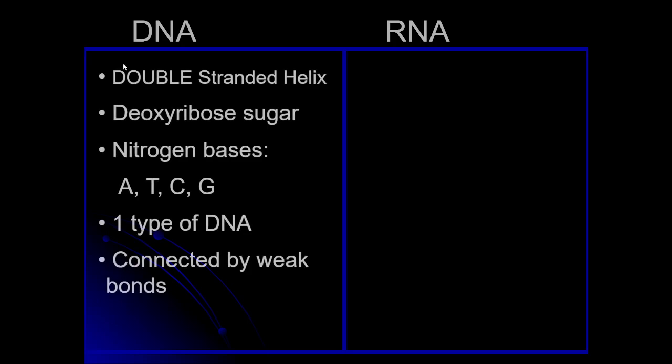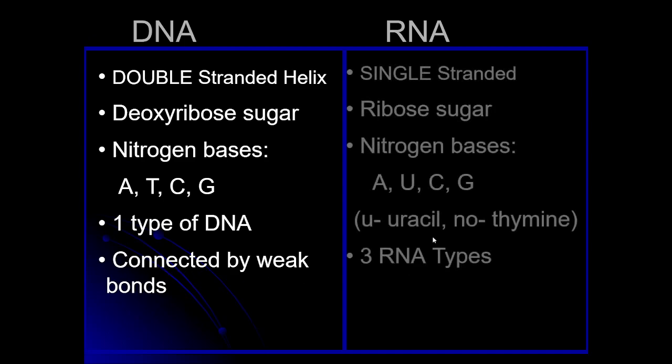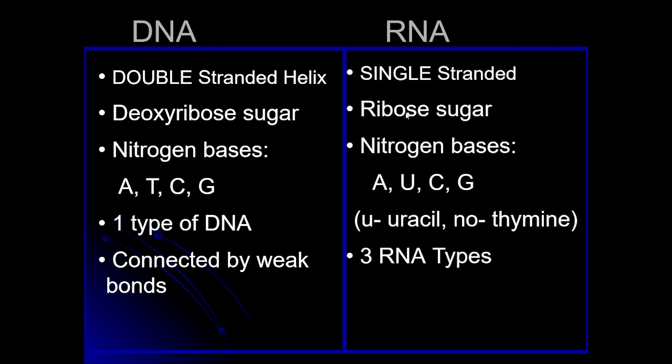The difference between DNA and RNA. DNA is a double-stranded helix, with deoxyribose sugar and nitrogen bases, which we saw before, which include A, T, C, G, the chemical bonds, connected by weak bonds. RNA is single-stranded, with ribose sugar. The nitrogen bases are A, U, C, G, so they're both the same besides the second base, which is T and U.